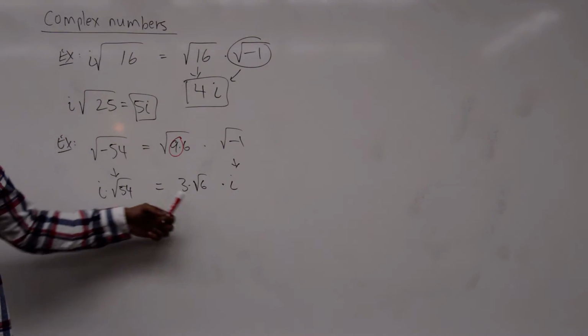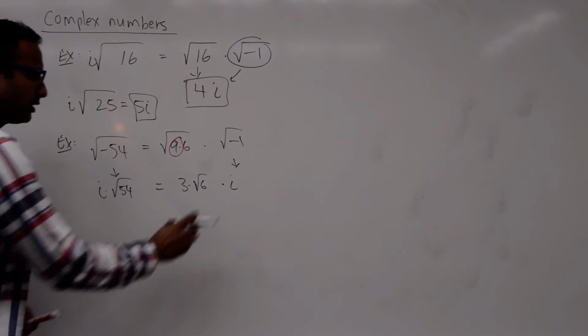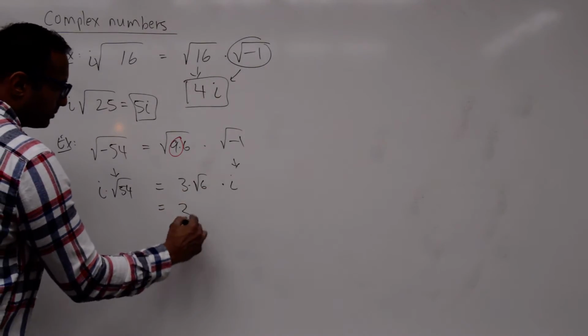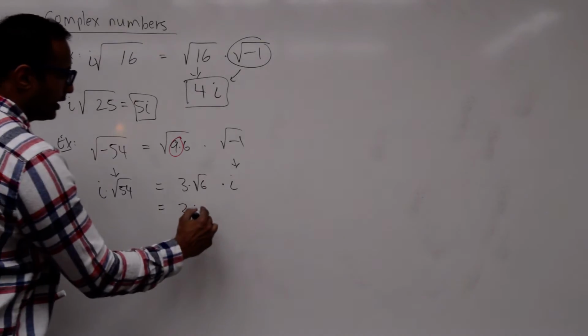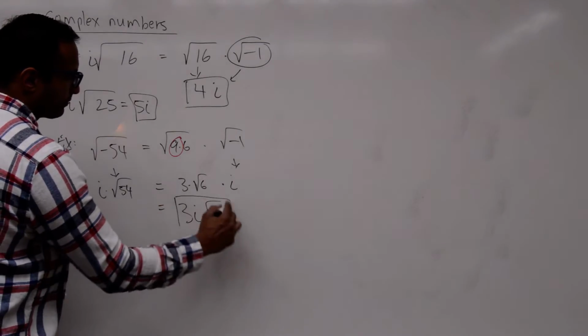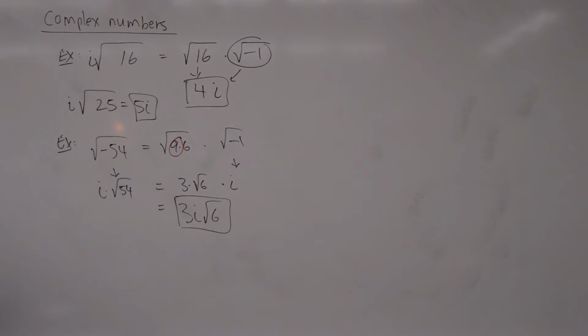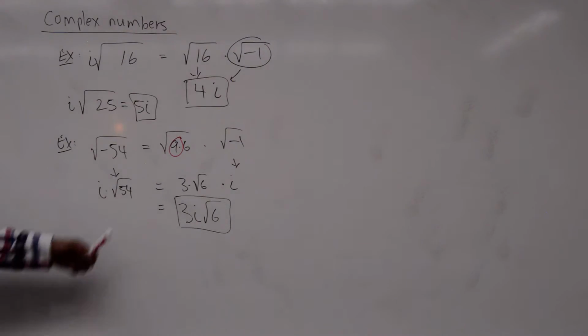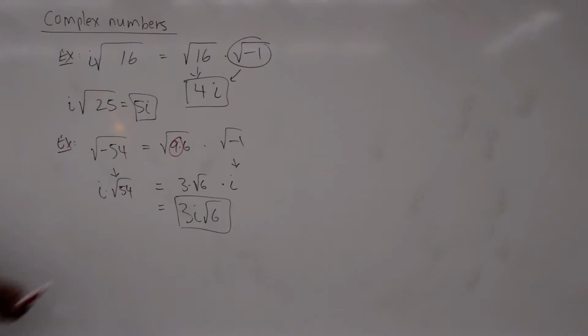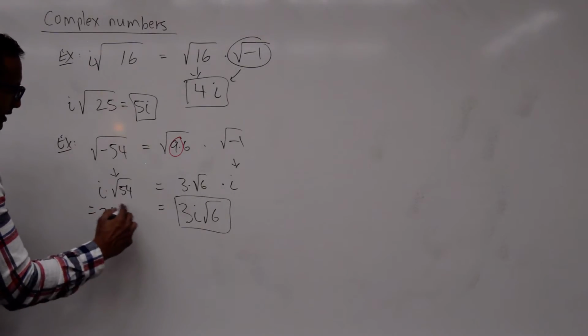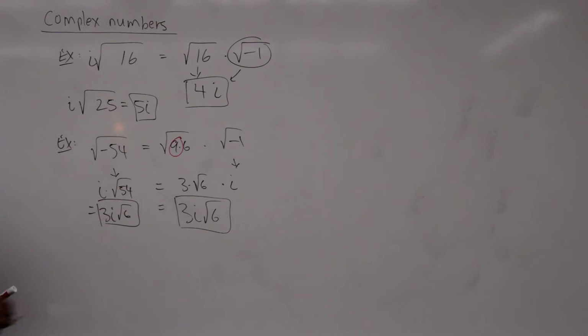Now if you multiply this, you got 3 rad 6 times i. The 3 and the i are going to multiply since they're both outside the square root, and you will get 3i times the square root of 6. You take the shortcut, you get i times rad 54. Rad 54 once again is 3 rad 6, so this will give us 3i times the square root of 6. Either way, you get the exact same thing.